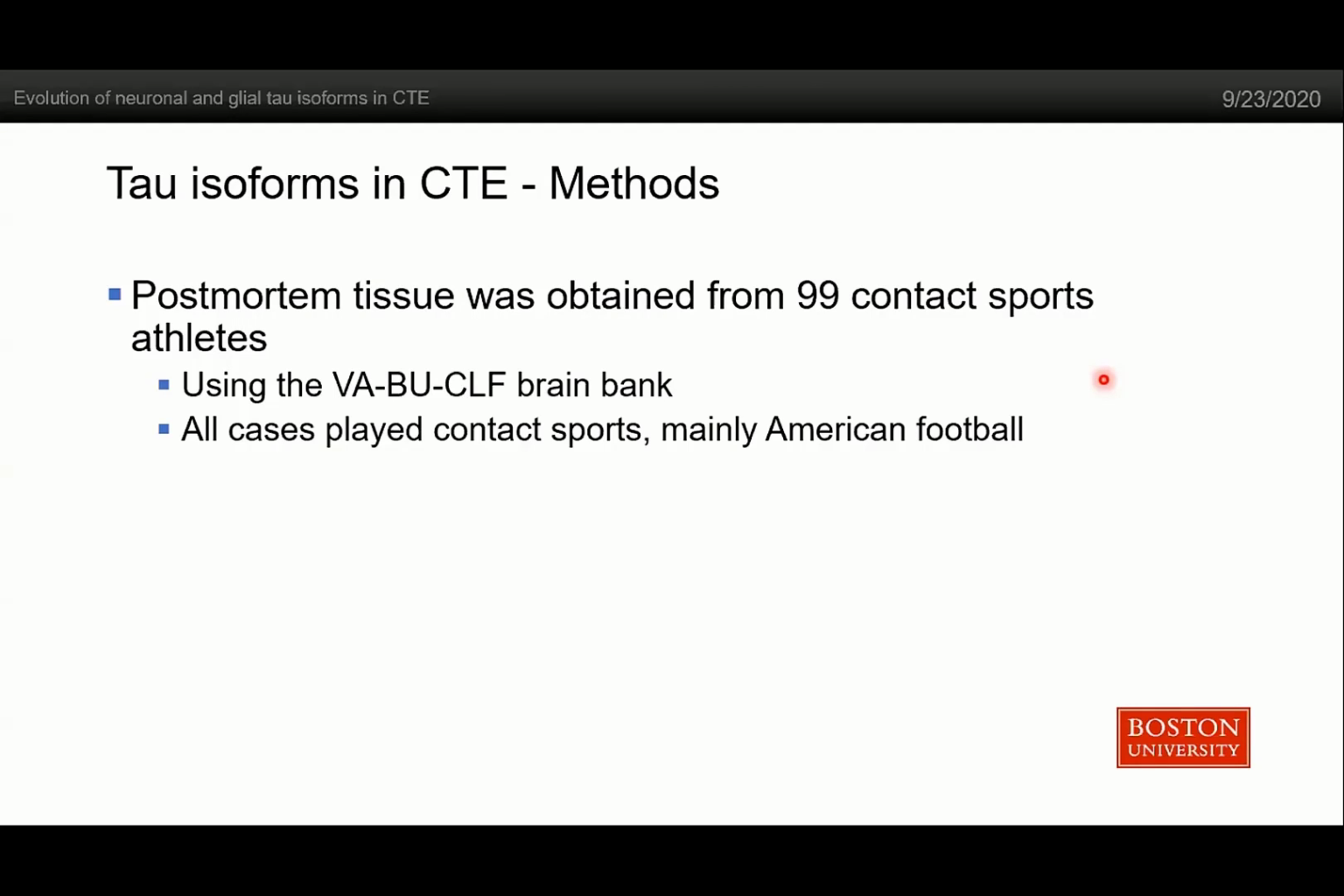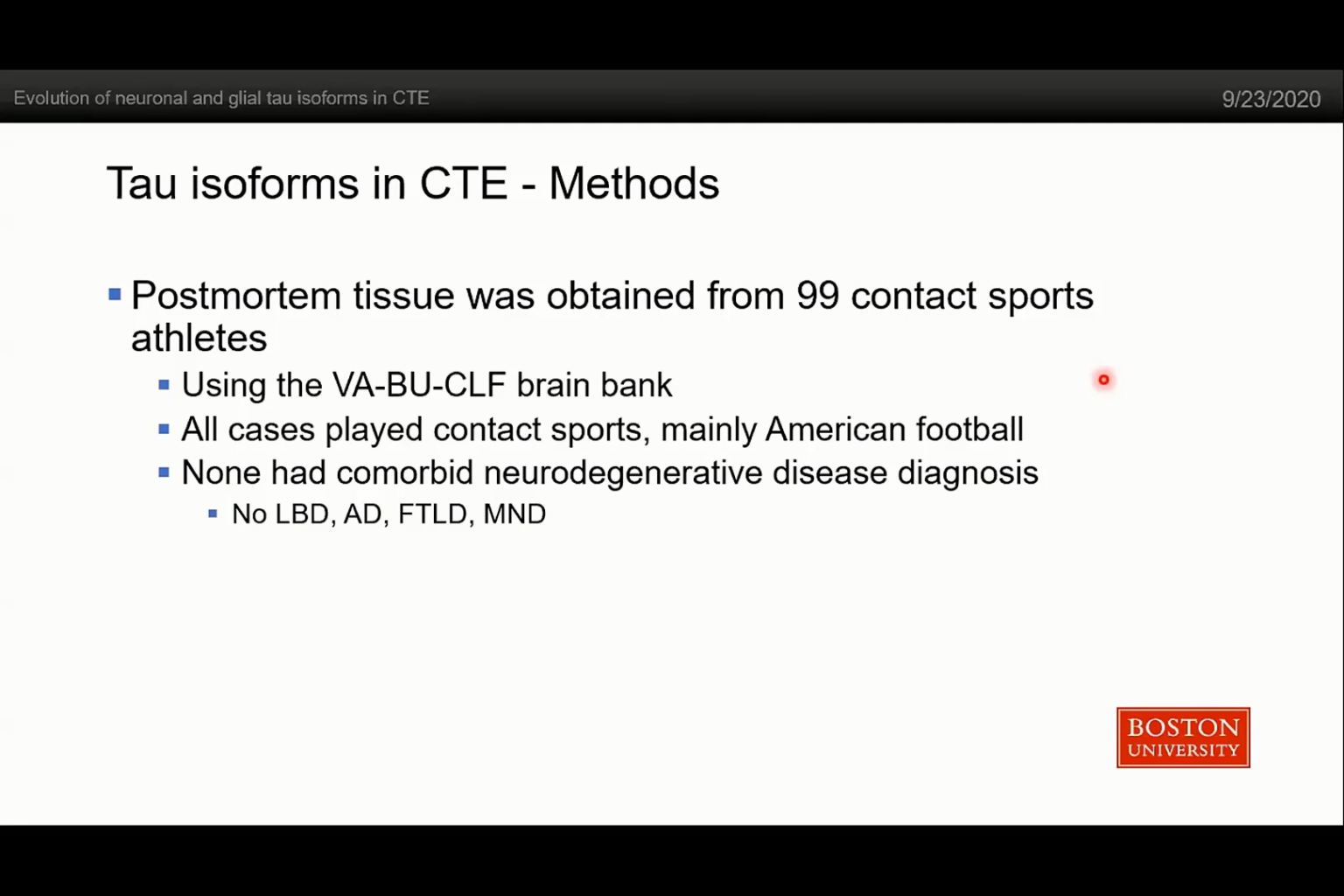So they all have significant exposure to head trauma, and they have a neuropathologic diagnosis of CTE using the criteria that we talked about previously. So they have a neuropathologic lesion. And importantly for these kinds of studies, they didn't have any other comorbid disease. So they didn't have a diagnosis of Lewy body disease, Alzheimer's, FTLD, or motor neuron disease. They had just CTE. So we're trying to better understand how the tau profile looks in this disease. We don't want any other diseases present that might confuse us and cause contradictory results. Alzheimer's and all these diseases can occur with CTE, so it's important for these studies to have CTE alone.